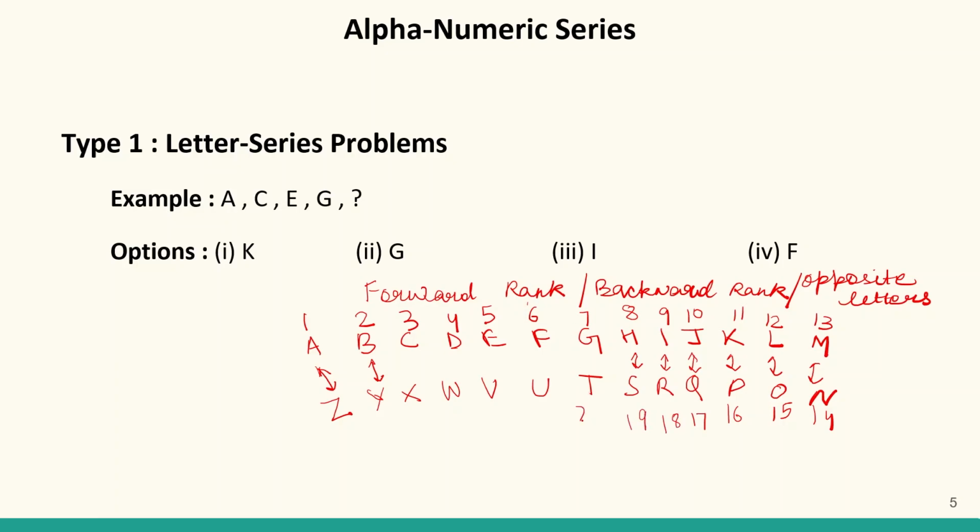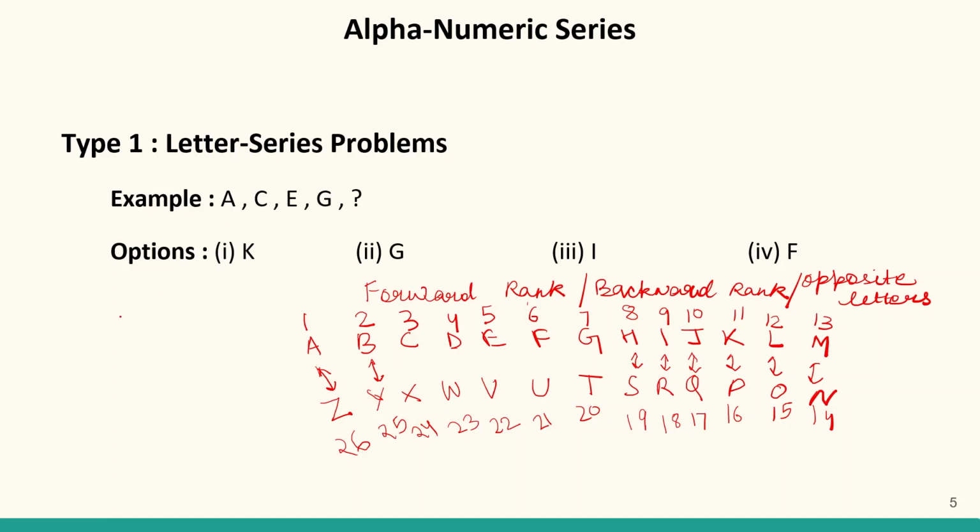So these are the letters that we are denoting in terms of numbers. We are ranking these, we are giving them ranks. And because we are giving them rank in ascending order, in increasing order, this is called forward rank. So these are the letters and we have given them ranks accordingly.